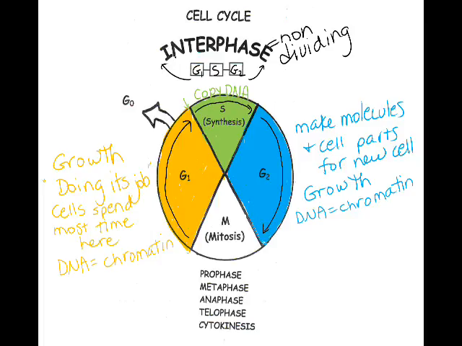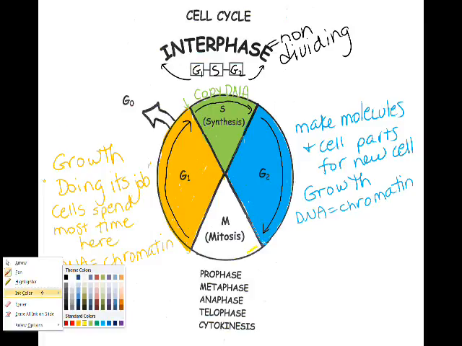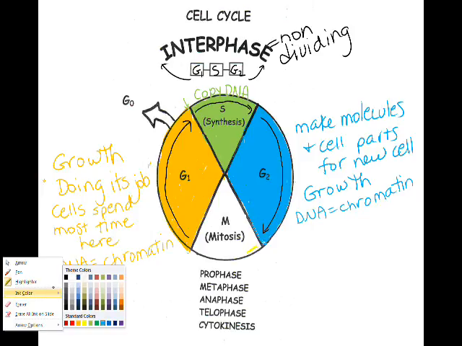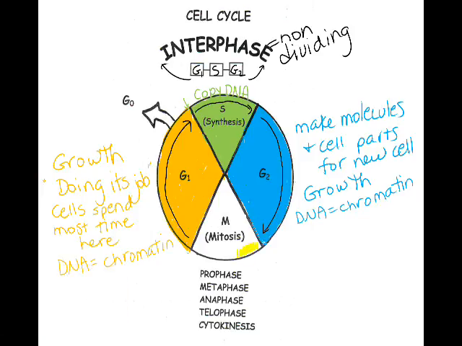Okay, now I'm ready. I made a copy of my DNA and I got all my cell parts ready to go. And now I can actually do mitosis. I'm going to do the dividing part of the cell cycle. I'm going to get some colors here. And mitosis.